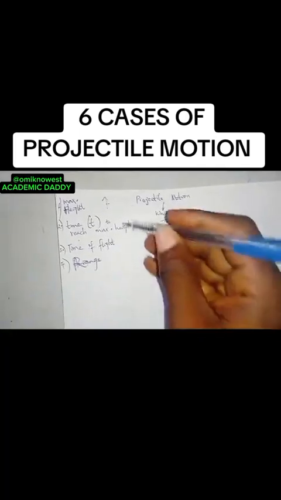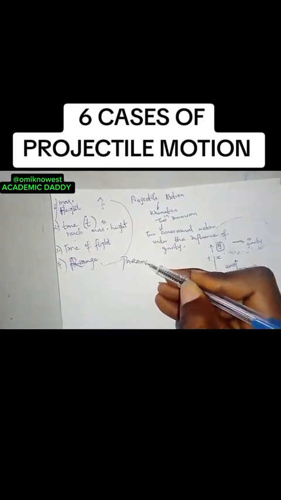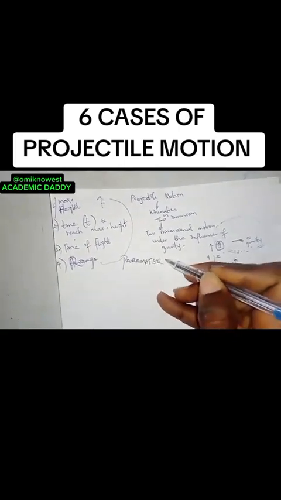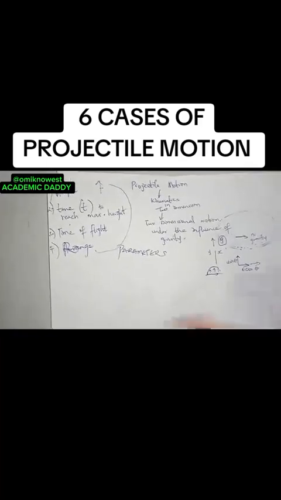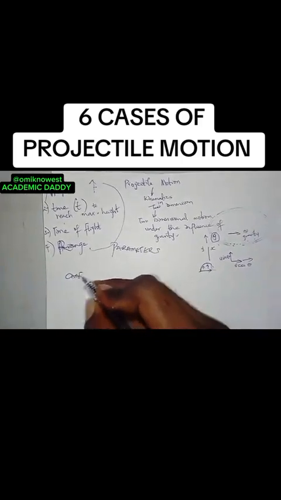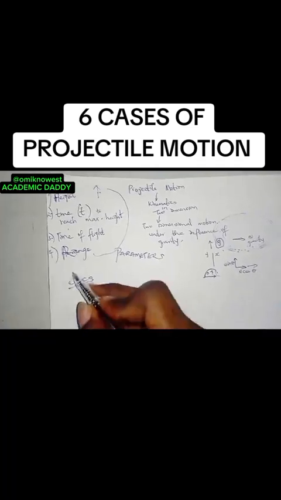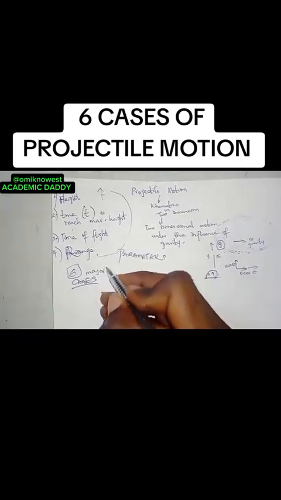Alright, with that said, I've talked about parameters to note. I know sometimes they tell you something about trajectory, angle, and the rest, but I'm just trying to focus on the key important things and to make the video as short as possible. So the next thing you need to know is that there are 6 major cases of projectile motion.